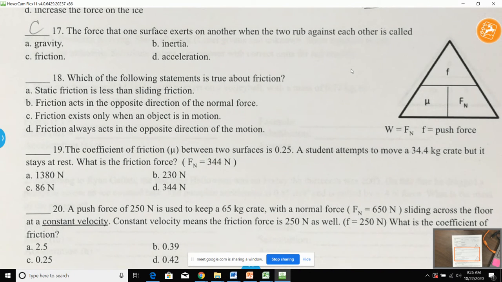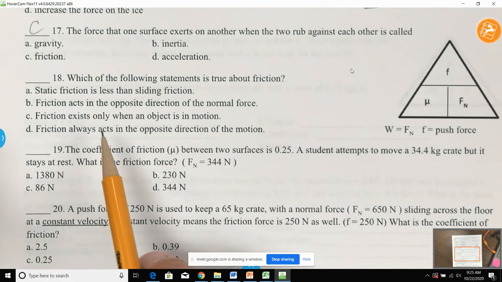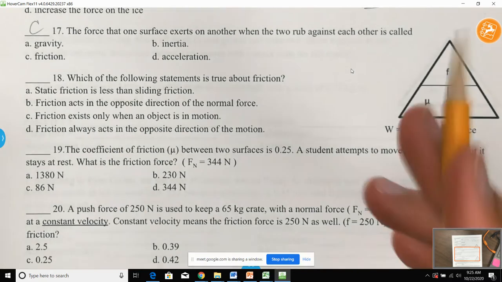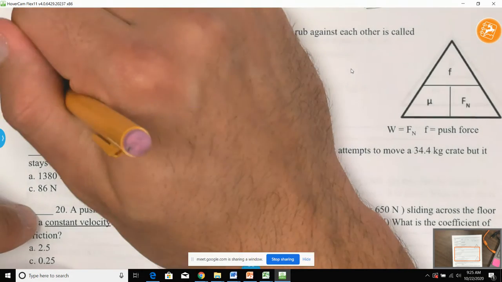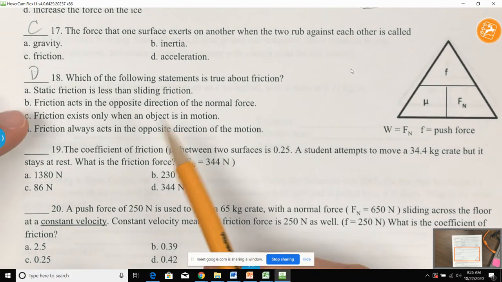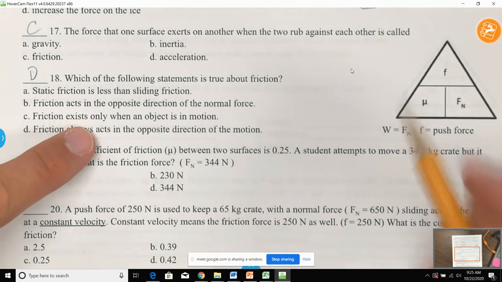Okay. Which of the following statements is true about friction? Is static friction less than sliding friction? No, because think about it. It's harder to get something to start moving than it is once you get it moving. Let's see. D. Friction always acts in the opposite direction of motion. You are absolutely correct. We can work through why. Friction acts in the opposite direction of normal force.